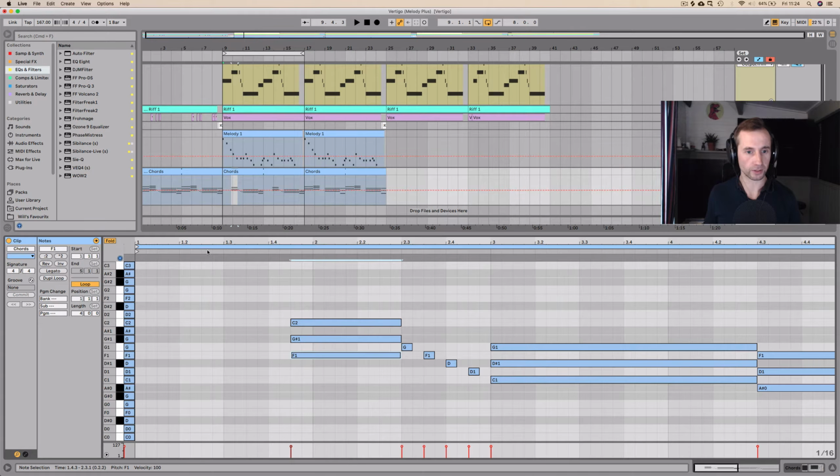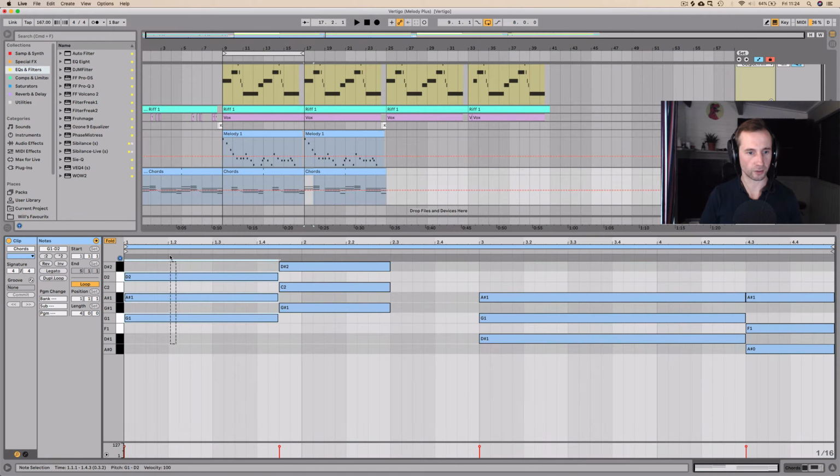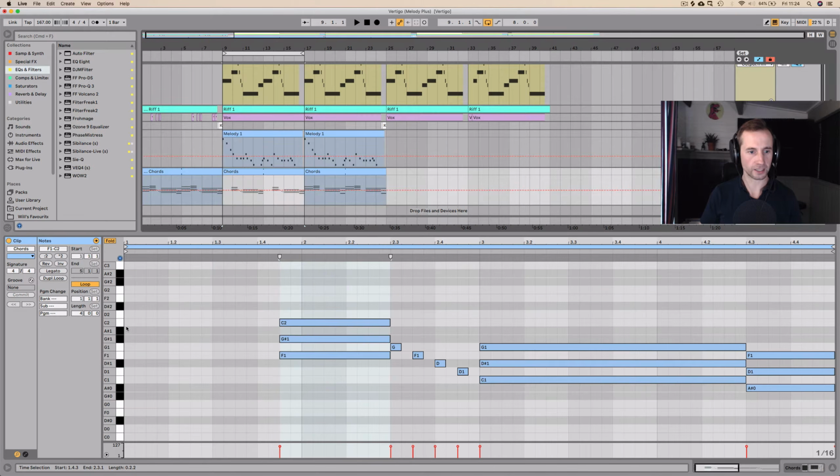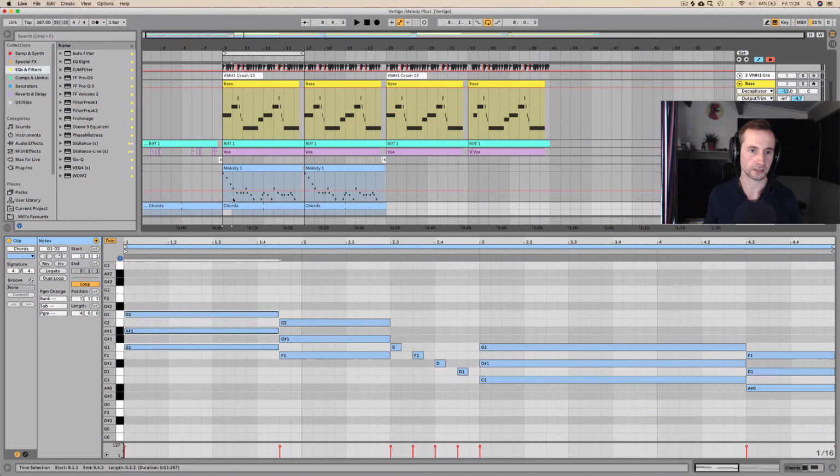So I'll put the first chord in. Now, what was it? It was starting on G. Okay, I'll just copy and paste it actually. So here is our bog standard bass line and chord progression.